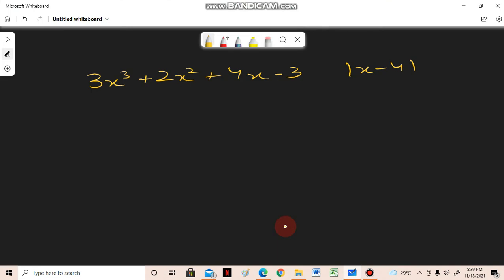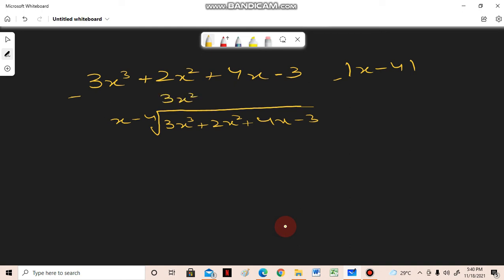Okay, so this is the polynomial and this is the expression, and we have to divide them. So again, let's make the division bracket, and this is going to be 3x cubed plus 2x square plus 4x minus 3, and this will be x minus 4. Okay, so let's start doing this. So we know that we have 3x cubed as our first term, and we have to multiply x with 3x square to get 3x cubed.